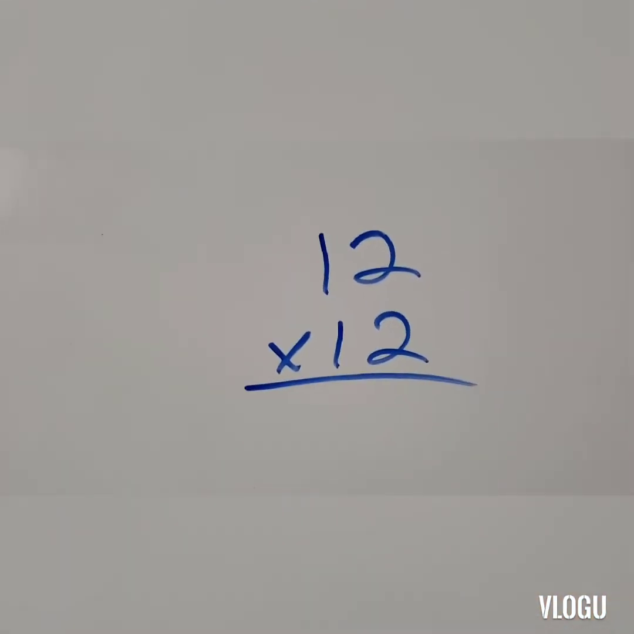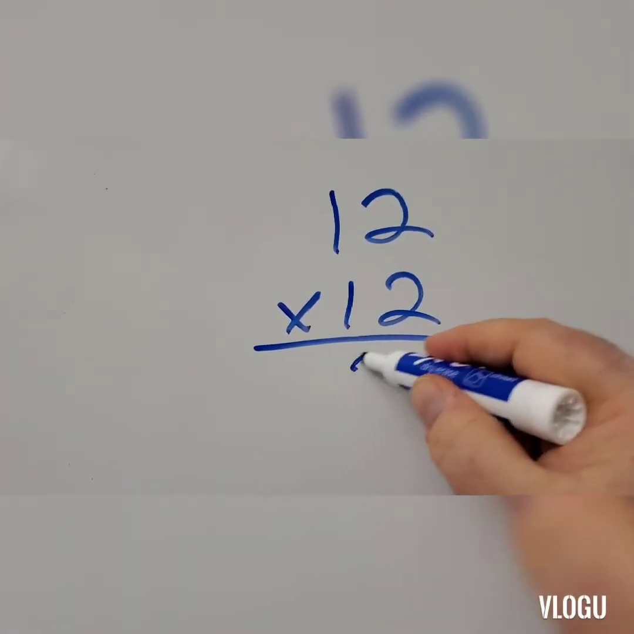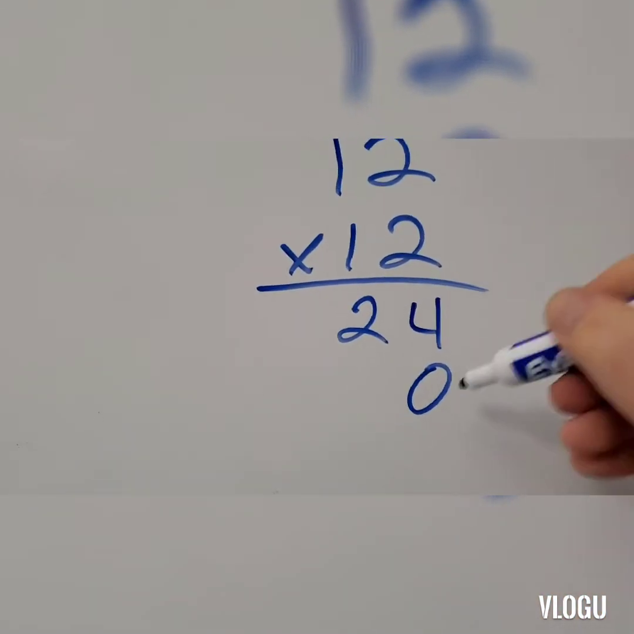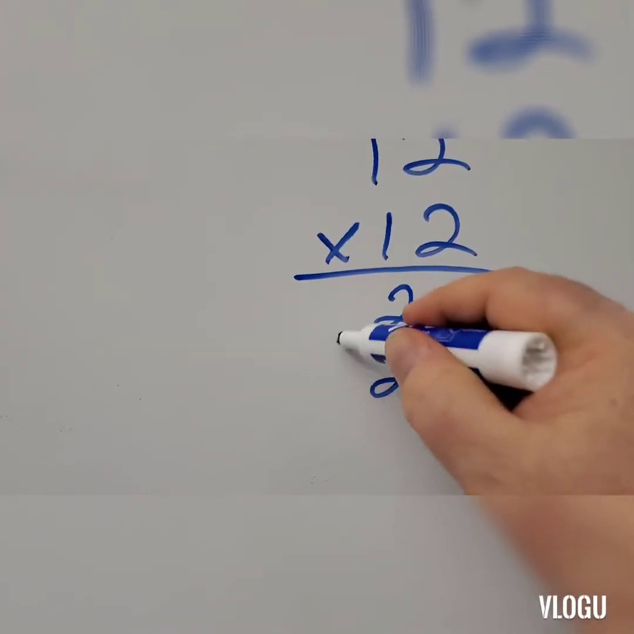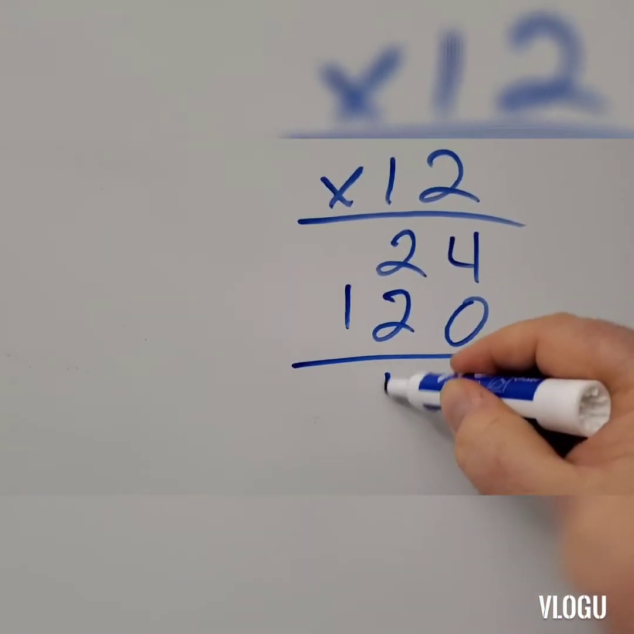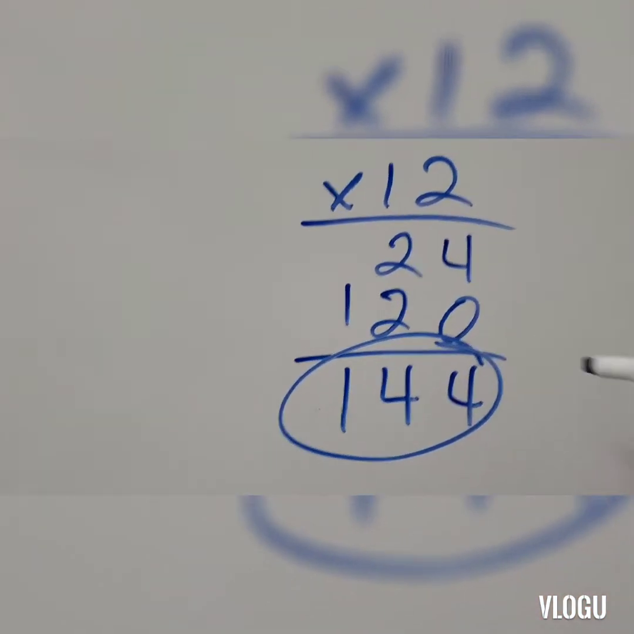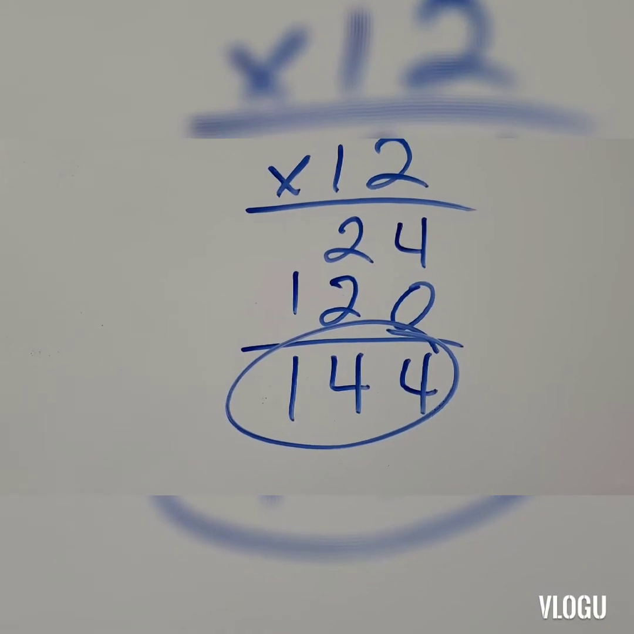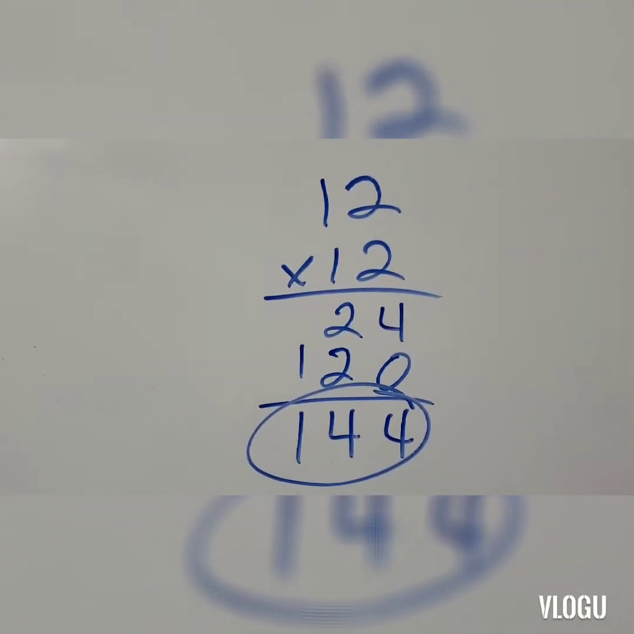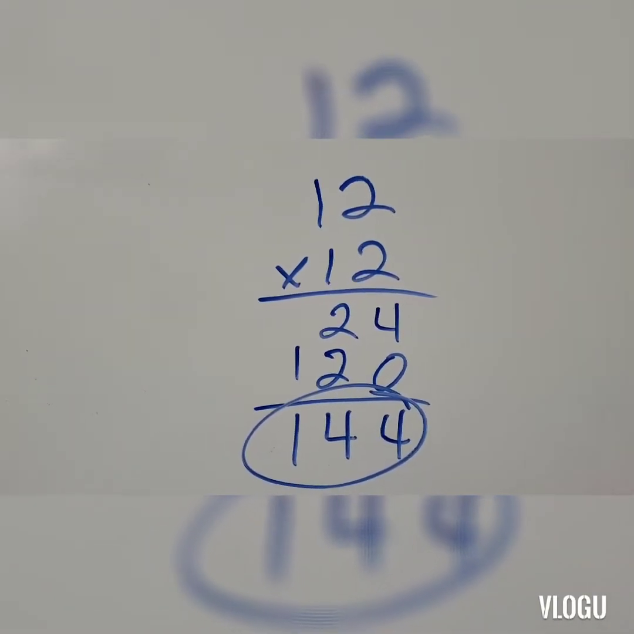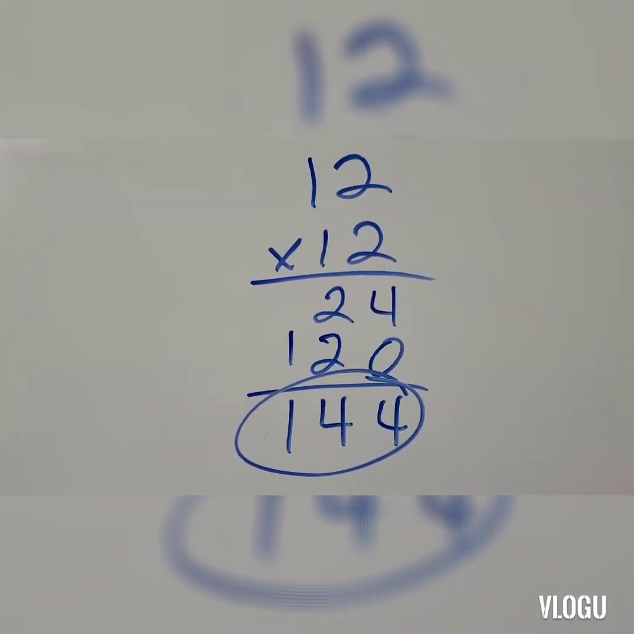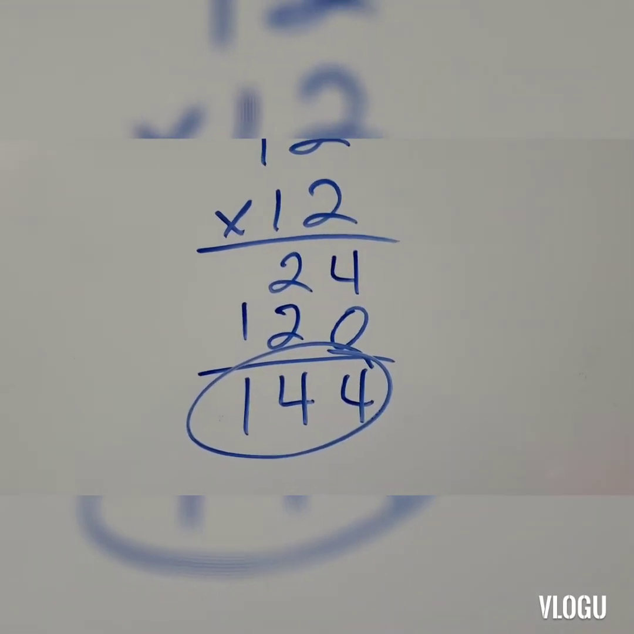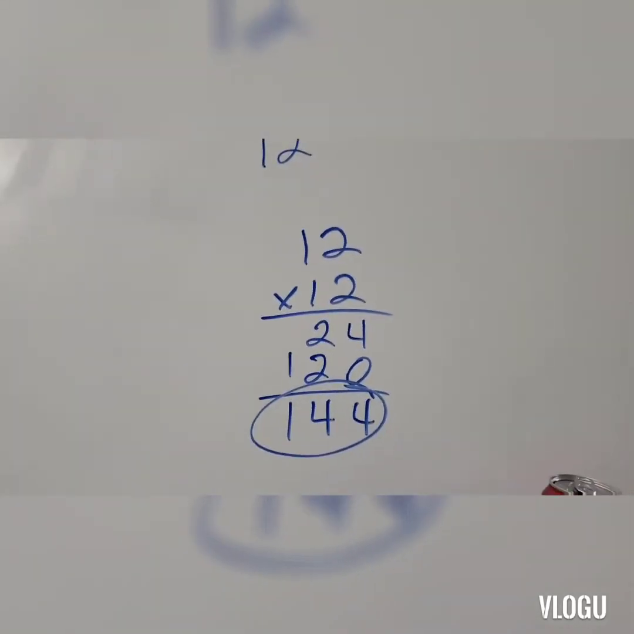Okay, do long multiplication. 4, 2, placeholder 0. Don't forget your placeholder 0. 2, 1, 4, 4, 1. So 12 squared is 144, and I used long multiplication. There will be some in your work where you'll have to do long multiplication. You may end up with something like 32 times 32. You'll set it up and solve it just like this.